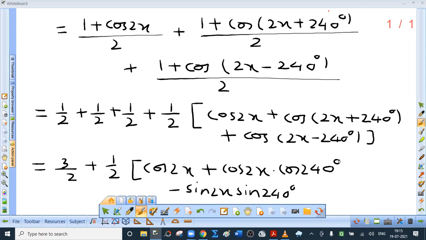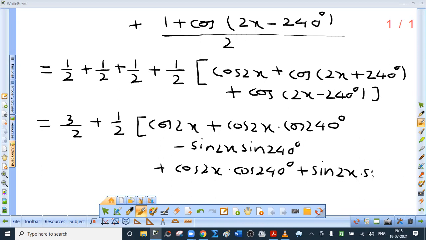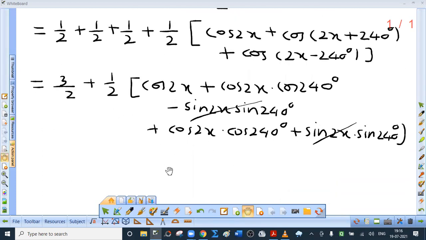Okay, now there is one more term. Which is that? Cos of 2x minus 240 degree. So it is cos 2x cos 240 degree plus sin 2x sin 240 degree. Now here it is minus, here it is plus. So these two terms get cancelled and what remains is 3 upon 2 plus half.